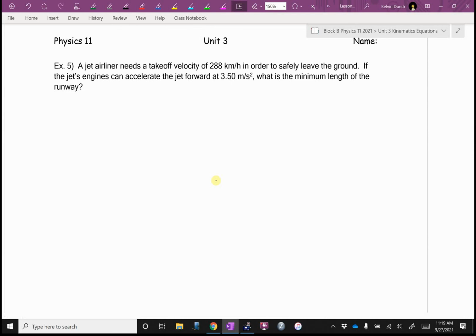Ooh. Okay. Gabor, what's this question asking me to find? Yeah, it said length, but I realized that's distance. What's that 3.5?